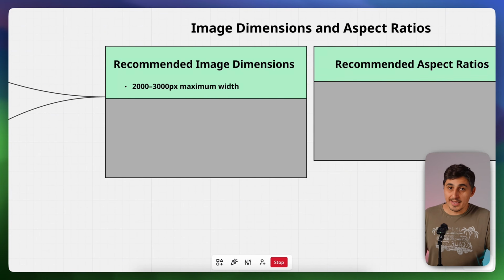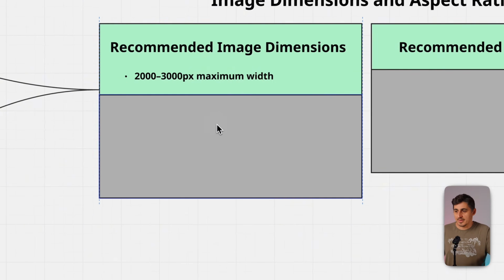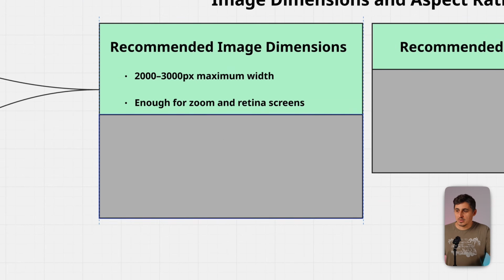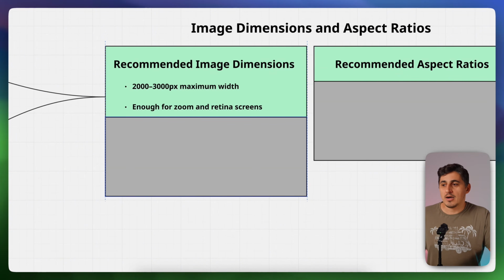Now, if you feed your layout images that are properly sized and the maximum width of an image is 2000 pixels, let's say if you want to go overboard, you can upload 3000 pixels, but you need to compress those. These sizes are enough for zoom. If you have product images that have that zoom functionality, this is enough for zoom and this is enough for retina screens as well. So let me show you what I mean.